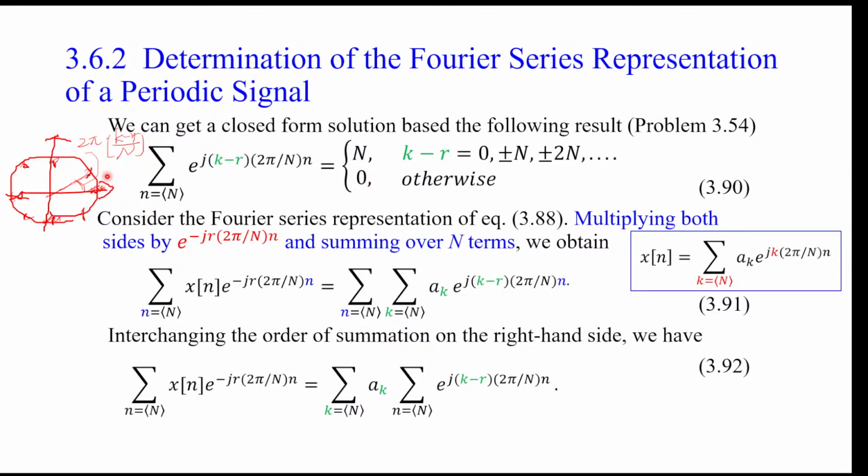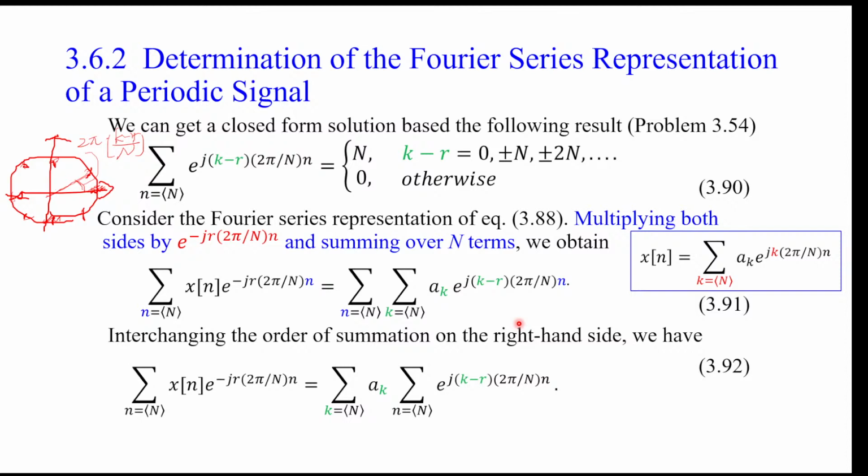Okay, if you're okay with this, then the rest of the derivation is pretty straightforward. We multiply our x of n with e to the minus jr omega n, and sum over one period big N, and then we use the synthesis equation to write out our x of n. So it's sum over k of a_k e to the jk omega n, and then the k and the minus r combine together to get our k minus r.